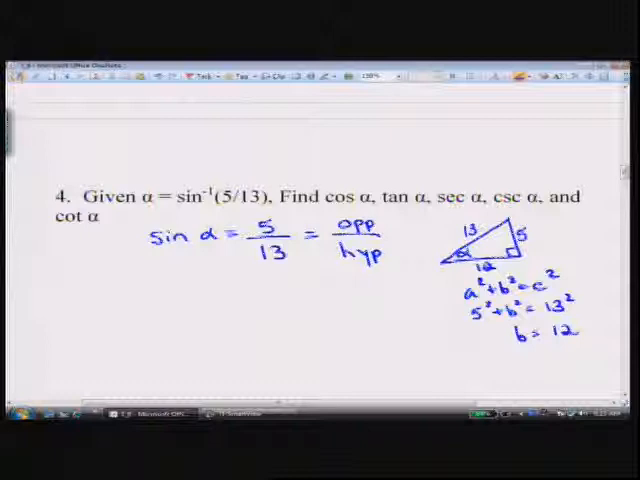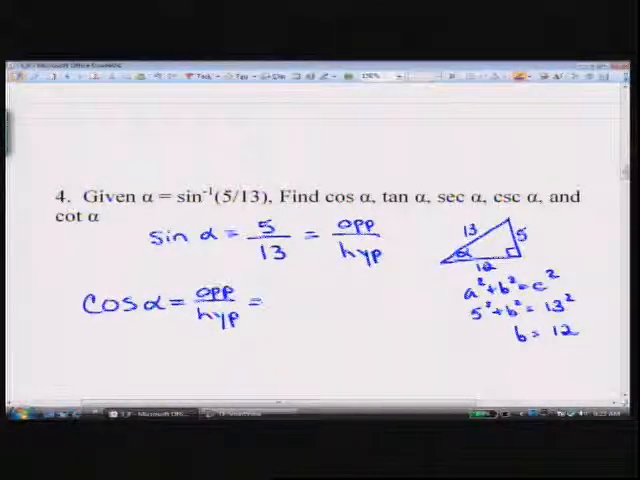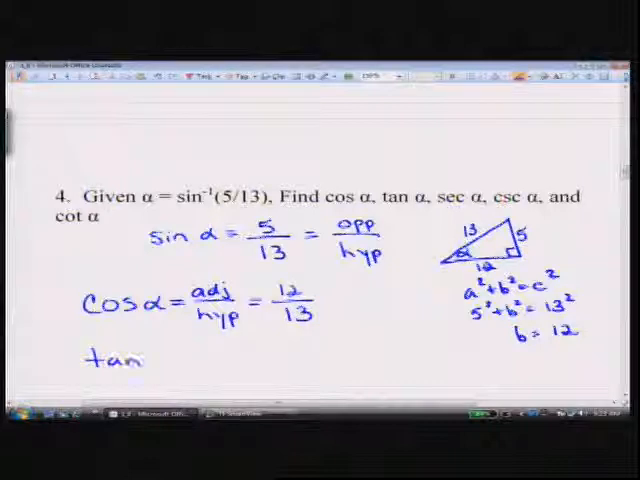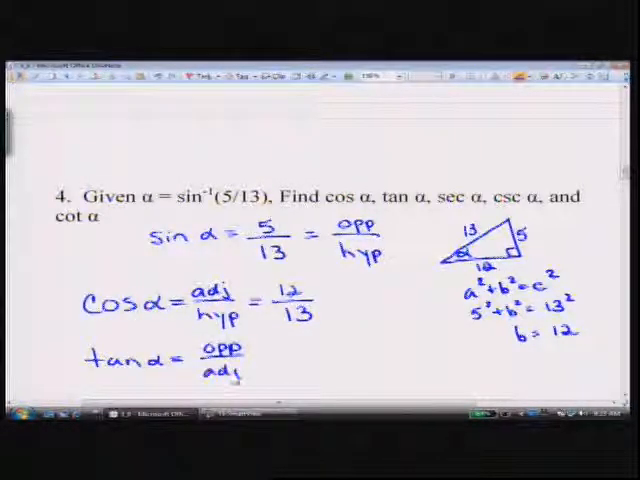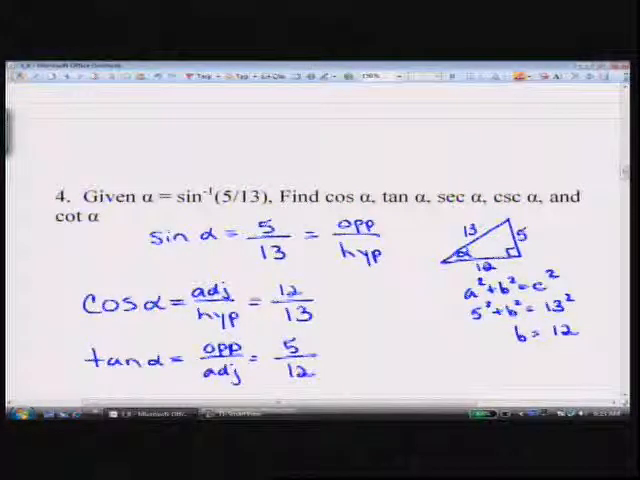Okay, so then the cosine of alpha. Cosine is adjacent over hypotenuse. And so the cosine of alpha is 12 over 13. The tangent is opposite over adjacent, which is opposite is 5 over adjacent is 12.